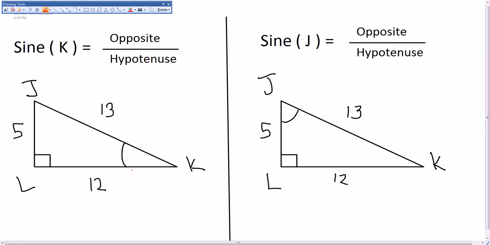So here our reference angle is angle K. So let's start off. Our hypotenuse is this side. Our adjacent side is here, and our opposite side is here. So the idea is that we're going to have this fraction, the opposite length divided by the hypotenuse length. Our opposite is 5. Our hypotenuse is 13. So this is the fraction 5 over 13. So the sine of K is equal to exactly 5 over 13.